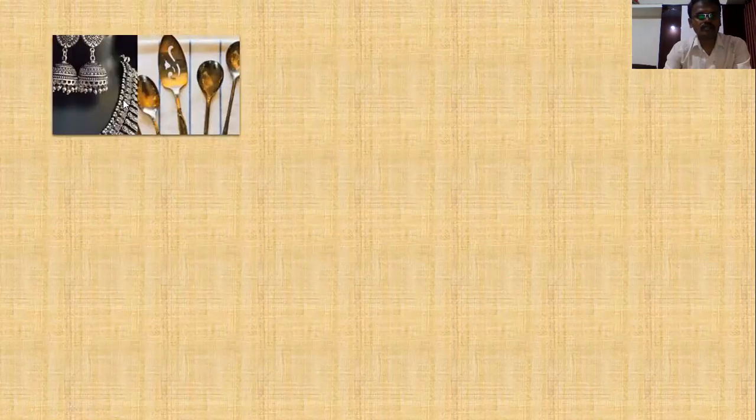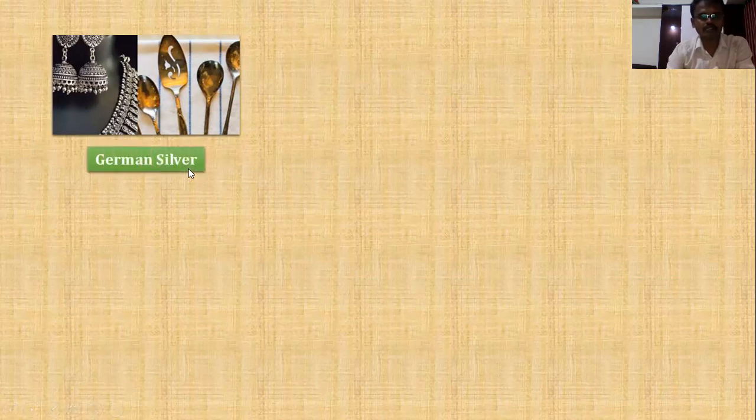Students, take a close look at this particular image. This is jewelry as well as tableware. Tableware means fork, spoon, etc. And these articles are made of one alloy, an important alloy of copper, that is German silver, right?